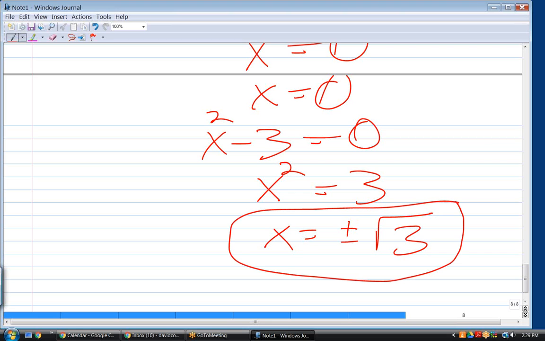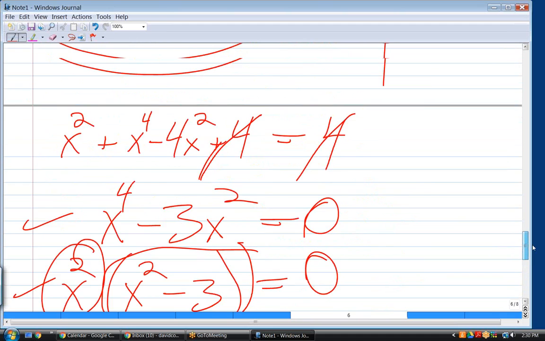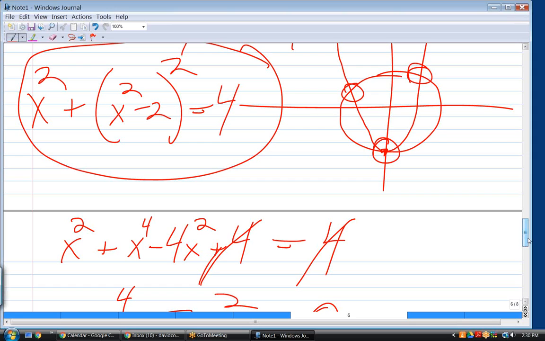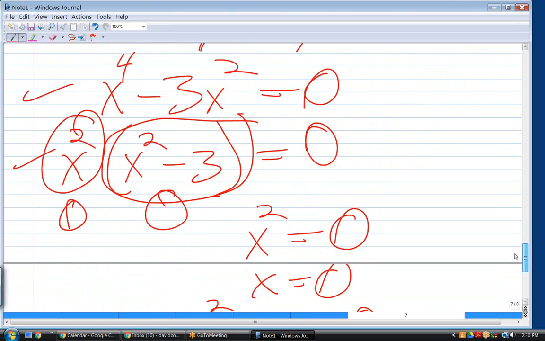Now, there is one reason that you should not have made that mistake. That's because I know that there are three solutions from my picture. This one is x equals 0. This one is x equals square root of 3. And this one is x equals negative square root of 3. So when I look at my model, my picture, I'm looking for three solutions.